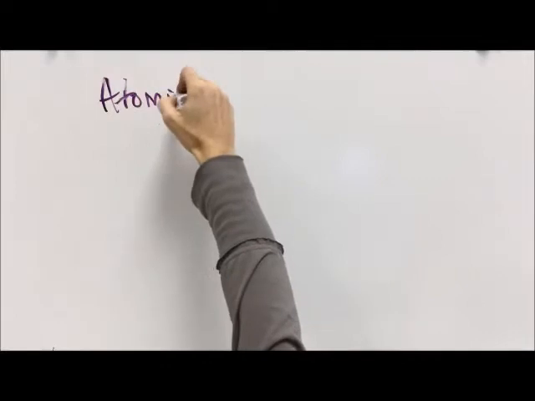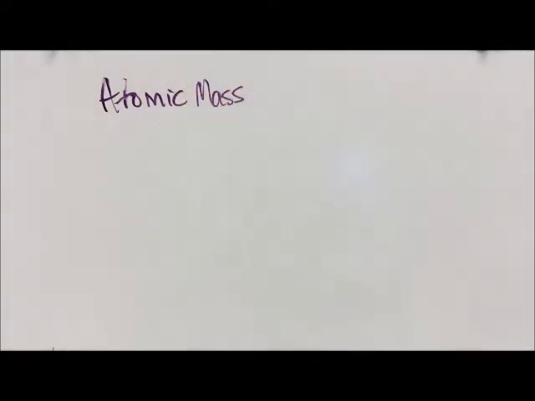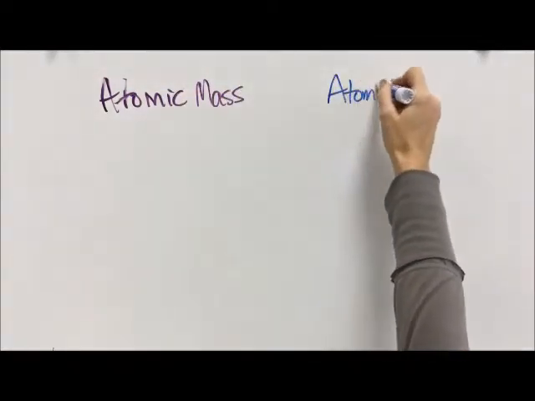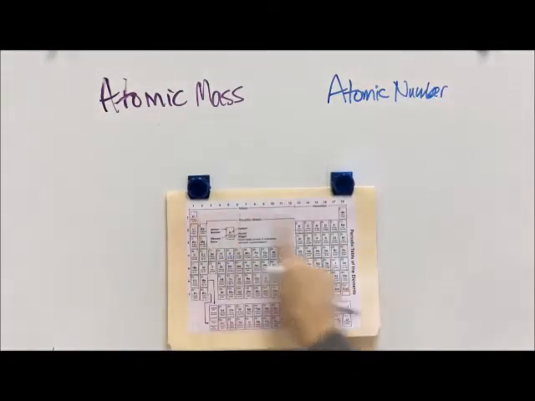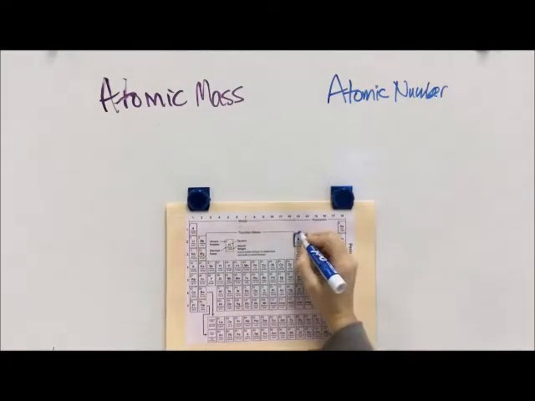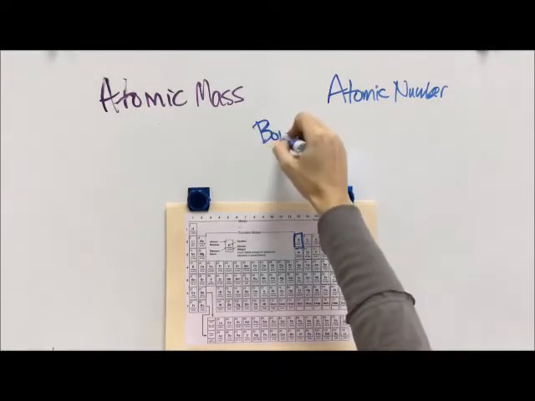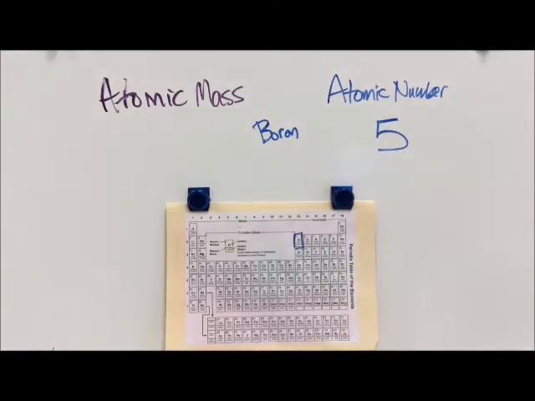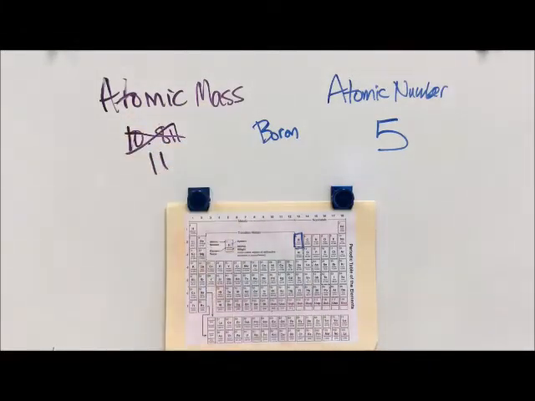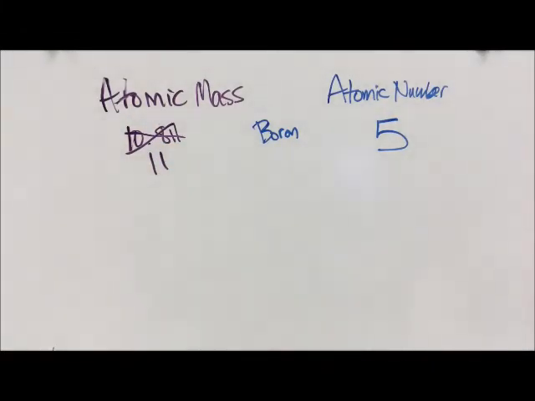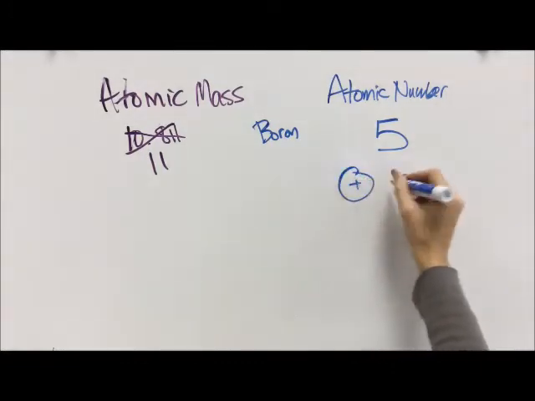The next thing we need to hash out is atomic mass versus atomic number. Atomic number is always the number of protons, and the atomic mass is how heavy the atom is, how many things are sitting on the couch. So if we look at boron, it has an atomic number of 5 and an atomic mass of 10.811. We're going to round that up to 11. If it was 10.1, we would round it down.